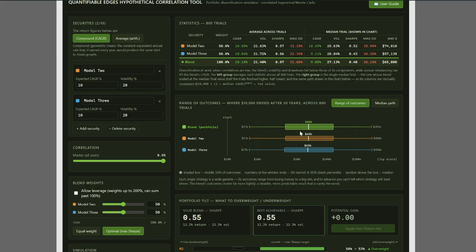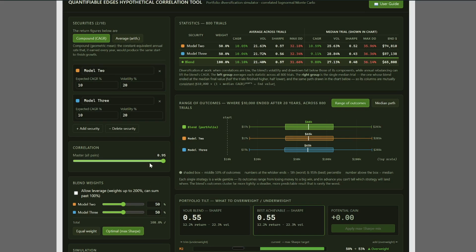Looking at these whisker charts, the boxes are the middle 50%, so anything from the 25th percentile up to the 75th percentile is shown there. And then the whiskers show the results down to the 5th percentile and up to the 95th percentile. So that's what you're looking at in those charts there.